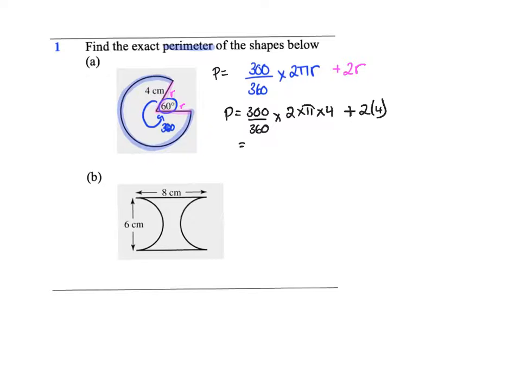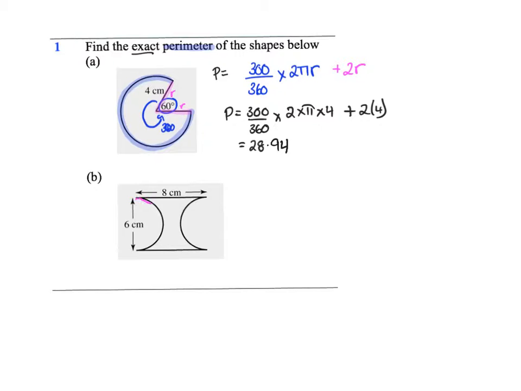Okay, so even though it says exact, in general we normally don't leave it like that. We have decimal places, so I'm going to say to 2 decimal places, and I ended up with 28.94.